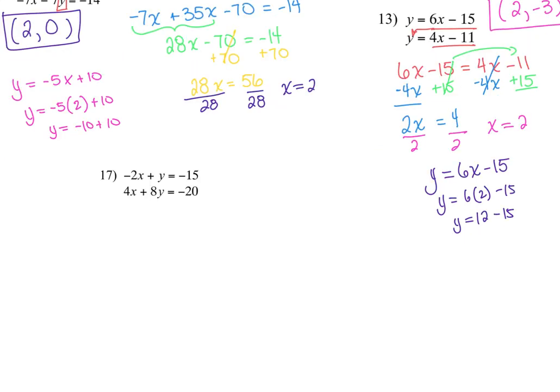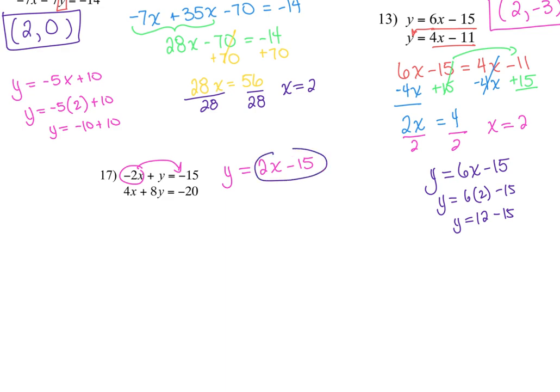Number 17 has none of the variables already solved for. So I'm going to look at all of these variables and decide which one is the easiest to get by itself. And I think this y is going to be the easiest to get by itself. So I'm going to do that by moving this x group over. So that leaves me with y. My negative 2x is going to change signs when I move it to the other side. It'll be a positive 2x and minus 15. And now it just looks like the first one we did.